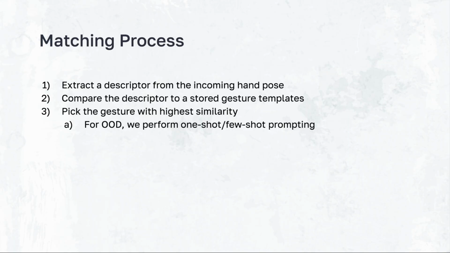First, extract a descriptor from the hand pose. Second, compare the descriptor to a stored gesture template. Finally, pick the gesture class with the highest similarity to one of the classes in the gesture template. For OOD, we tested the performance of one-shot and few-shot prompting. For the matching metric, we decided on cosine similarity as it measures the directional alignment between feature vectors.